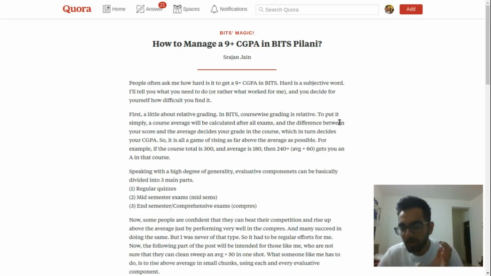As we have already seen in the how grading works video, the grading in BITS is relative. In short, we can summarize it as: if a course total is 300 and the complete batch average is around 180, then if you are at least 60 marks above the average, you will get an A grade. So average plus 60 gets you an A. Suppose average plus 40 gets you an A minus, and average plus 20 gets you a B, and so on. For details, refer to the how grading works video.